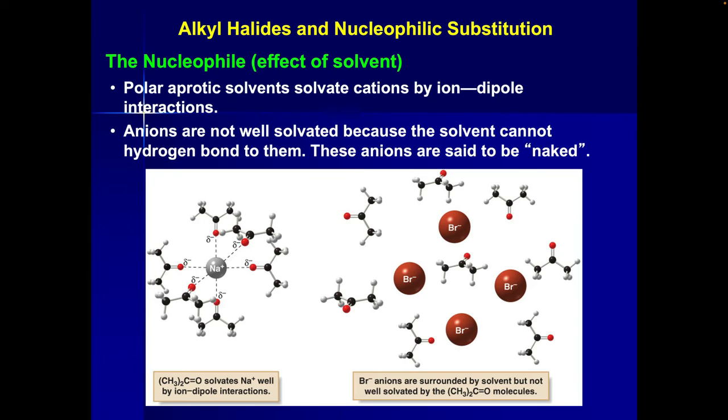Now, I know organic chemistry is kind of weird. Organic chemists attack things, and things are naked or clothed, and that's just the way it's evolved. But anyway, if you hear me say a naked anion, you know that I mean that the anion just doesn't have a lot of solvent around it.